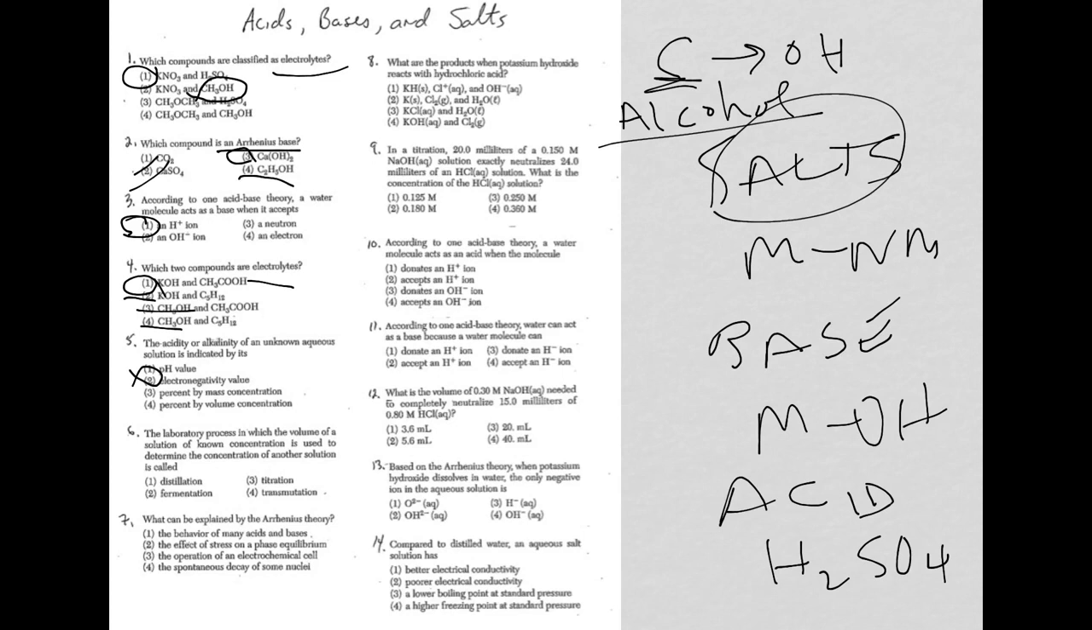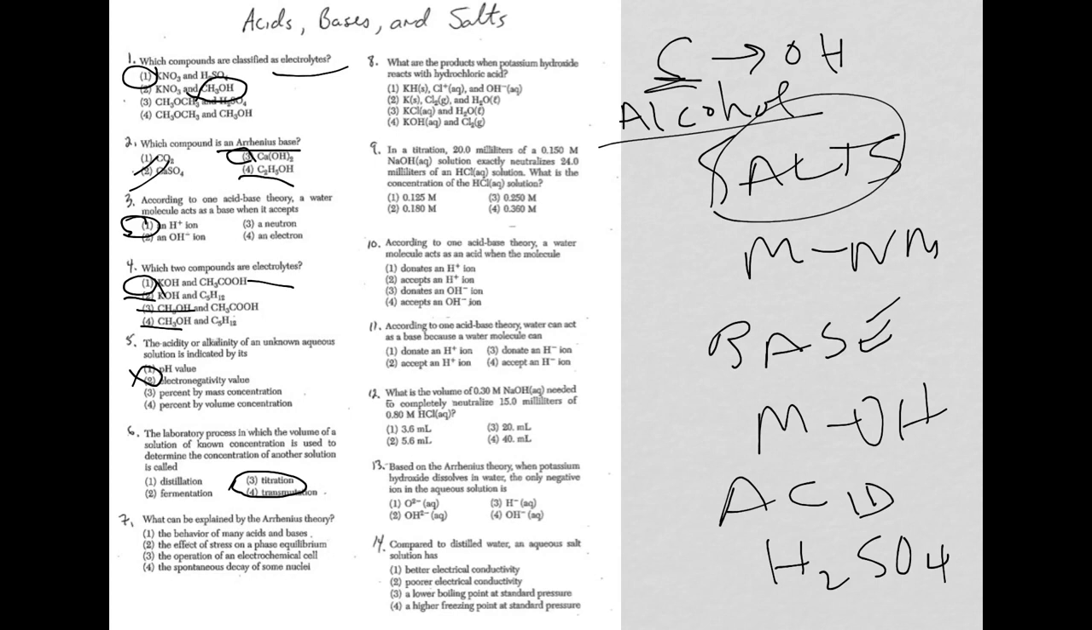Laboratory process in which the volume of a solution of known concentration is used to determine the concentration of another solution. That is, folks, titration. That is a definition for titration. You might have done a titration lab in school this year, but that's the definition. You need to know it. We'll move on to number 7.